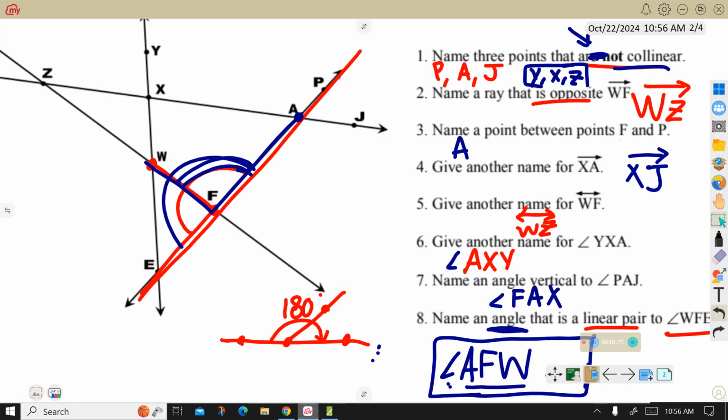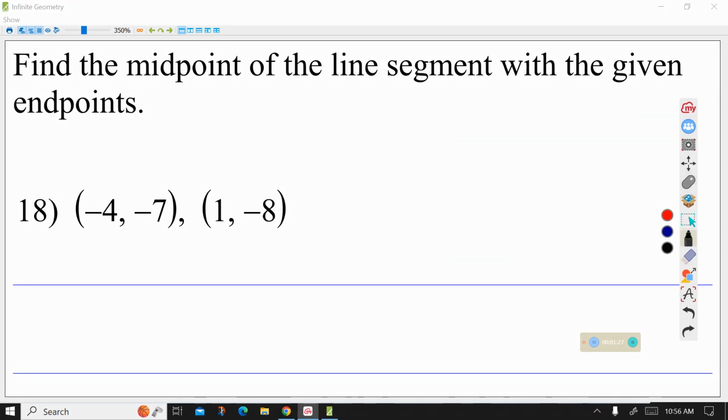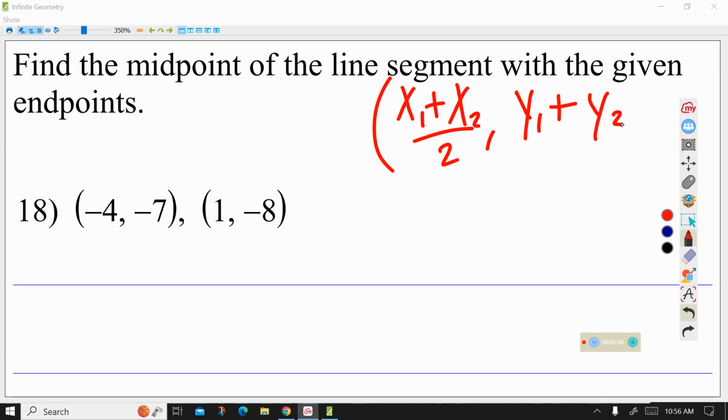Number 12. Alright, so again, we got our formula. You want to write it a lot of times so you get used to it. Alright, so we got x1, y1, x2, y2. And just go drop the numbers in where they go.